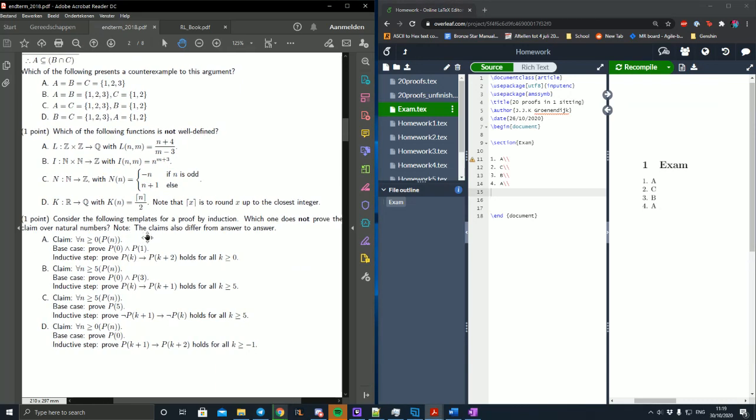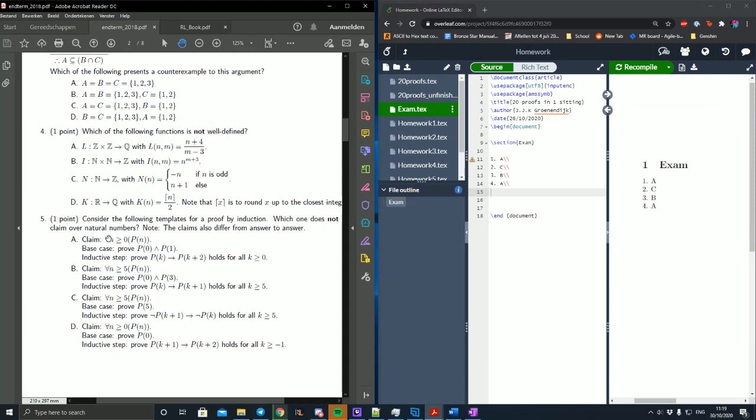Consider the following templates for proof by induction. Which one does not prove their claim over natural numbers? Notice the claim differs from... Okay.